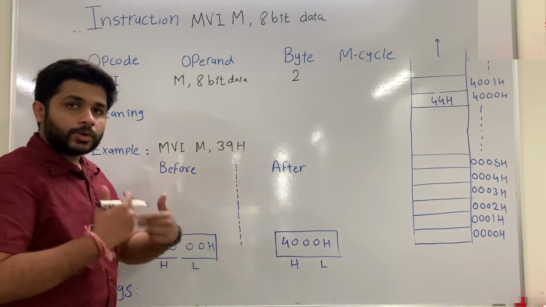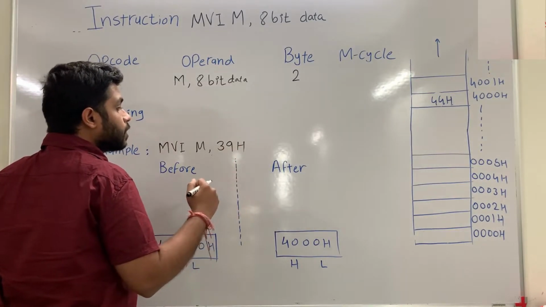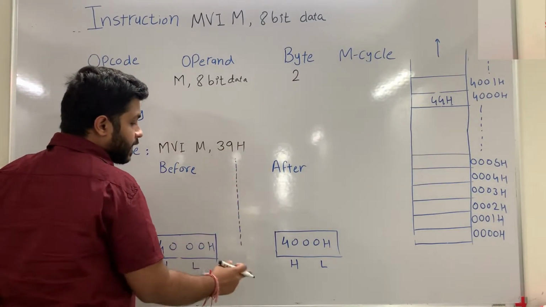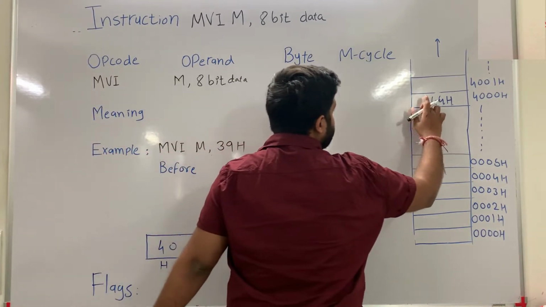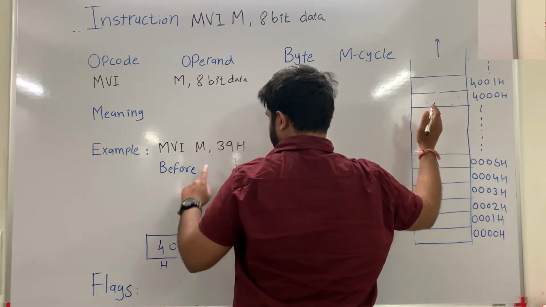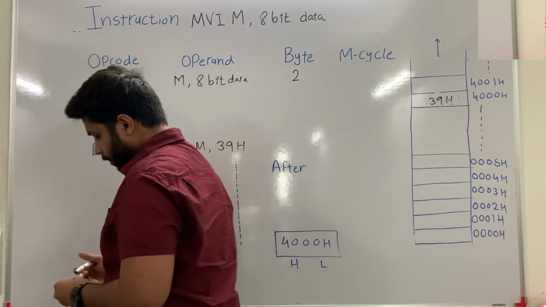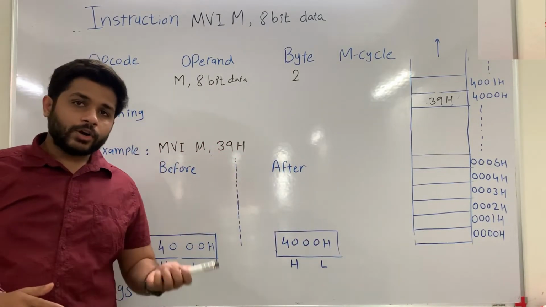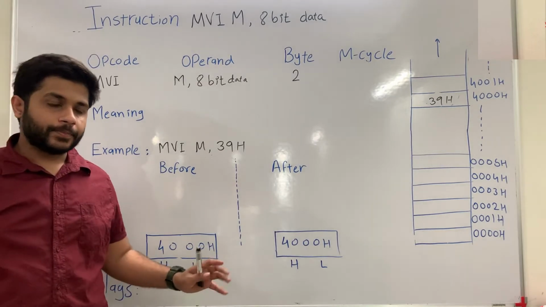After the execution, what will happen? The 39H will be transferred to the memory location specified in the HL pair. So in the 4000H, the data will be overwritten and the new data will be 39H. Now, because it is a data transfer instruction, no flags will be affected.